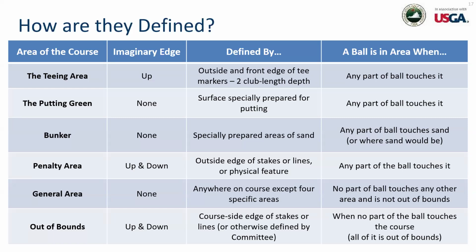When a ball touches more than one area of the course, say, the general area and one of the other four specific areas, the teeing area, bunker, penalty area, putting green, the ball lies in that specific area and not the general area. If the ball touches multiple of the specific areas, it lies in the area of the course following this priority order. It would first be the penalty area, bunker, and then putting green.